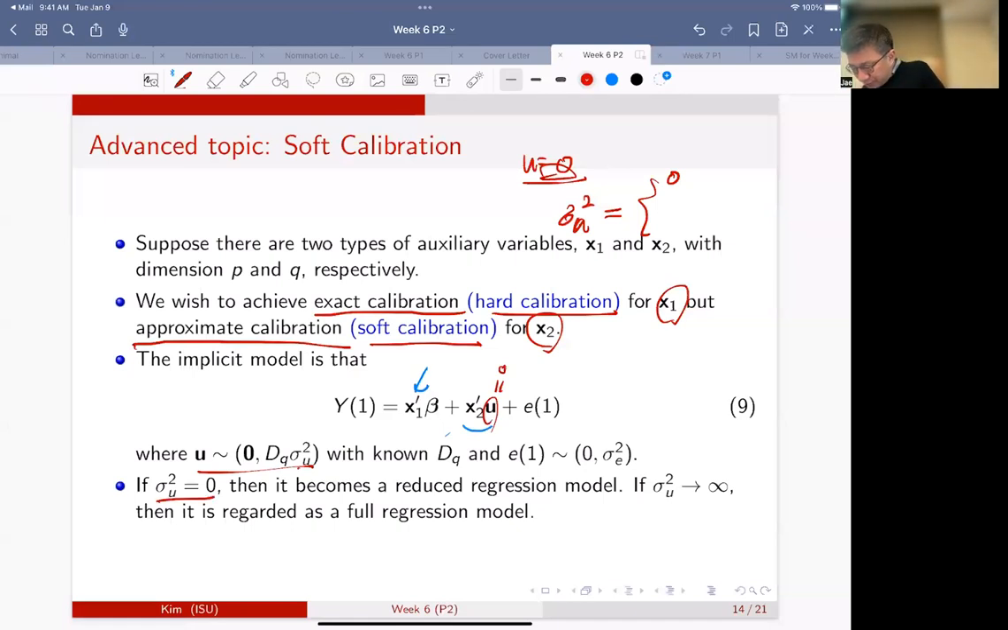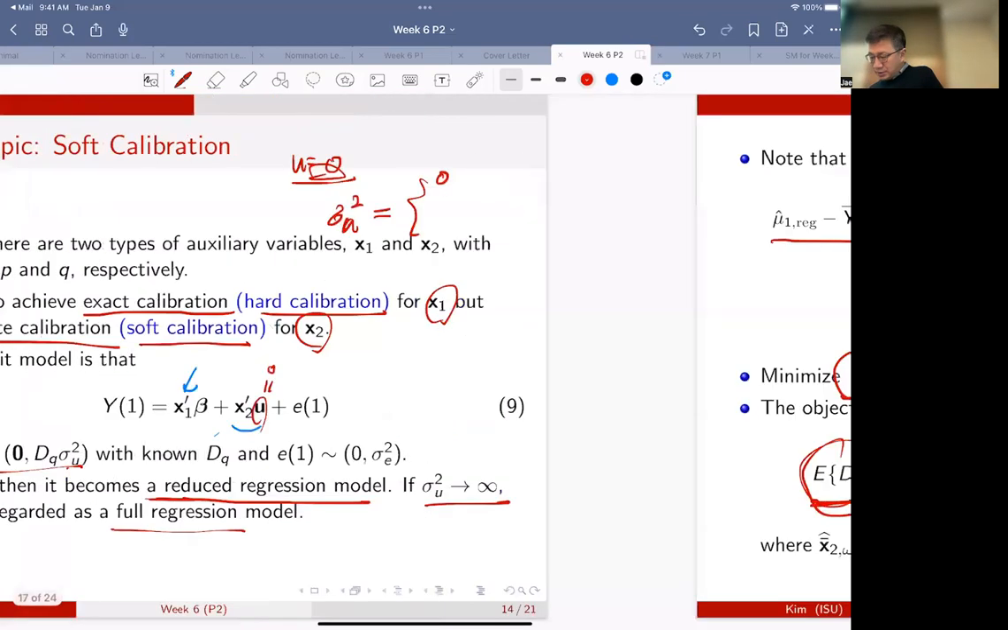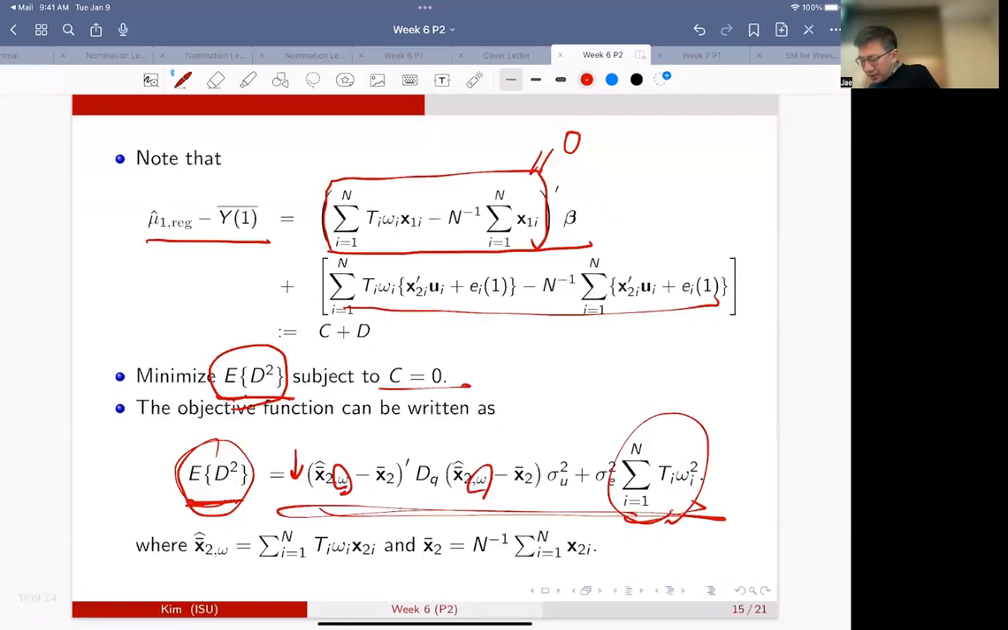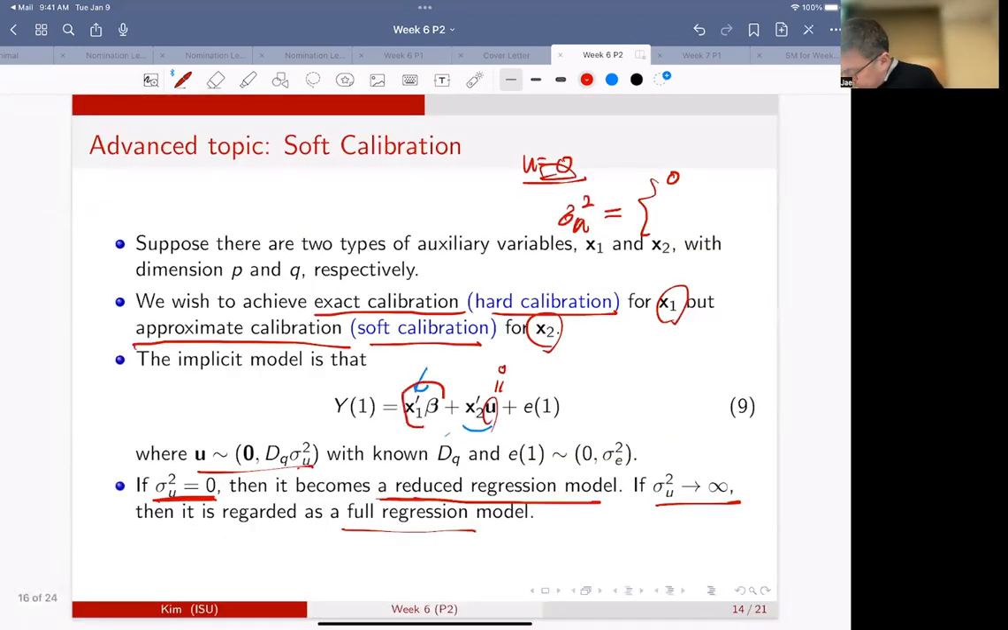Right. So this one means that it becomes a reduced regression model. If infinity, the other extreme, that should be fixed effect, full regression model. So then we can basically see the mean part. This is the fixed mean part. This is a random mean part. This is the error part, right? So you have three components.